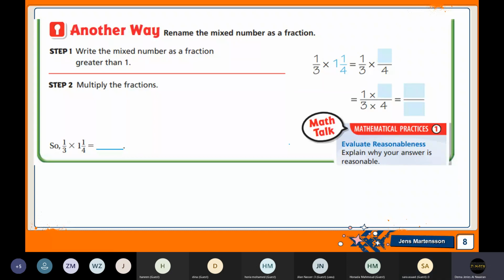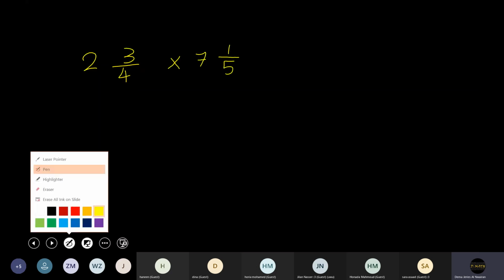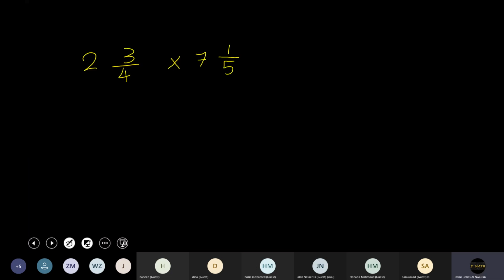Okay. In our lesson here, if we have 2 and 3 out of 4, and you want to multiply it by 7 times 1 out of 5, what will you do? The first step, you will write or rename the mixed number as a fraction.